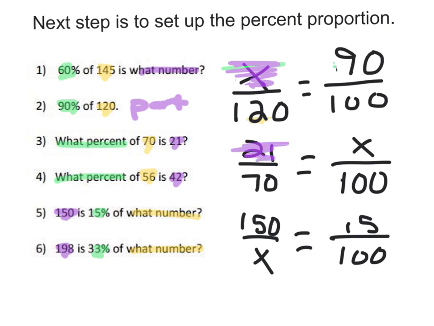Part is still in that top left. The whole is in the bottom left. And our percent is in the top right, with the 100 in that same spot of the bottom right each time.